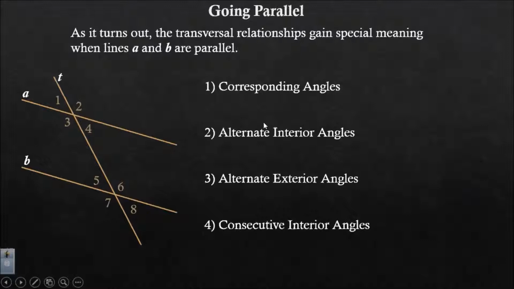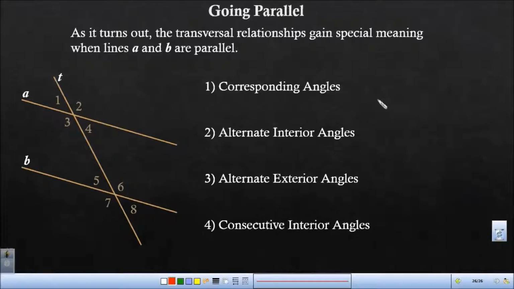Alright, so something special happens when the two lines that are being crossed by the transversal are parallel. So if A is parallel to B and T is a transversal, then all of the angles formed by T as it crosses A and B start to have special relationships. Corresponding angles are congruent.